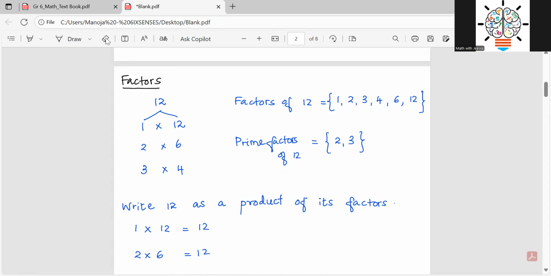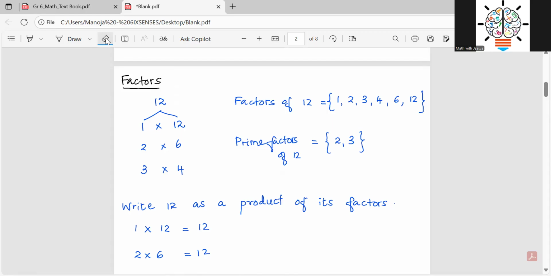Once you are done with these three kinds of the diagram, you list down the factors of 12. How are we going to list down the factors of 12? Inside the curly bracket, you just write 1, 2, 3, 4, 6, 12. This is the order. You start from this corner and you go like this and like this, right? You list down the factors of 12. Out of these factors, you decide which are prime, then you write down the prime factors of 12.